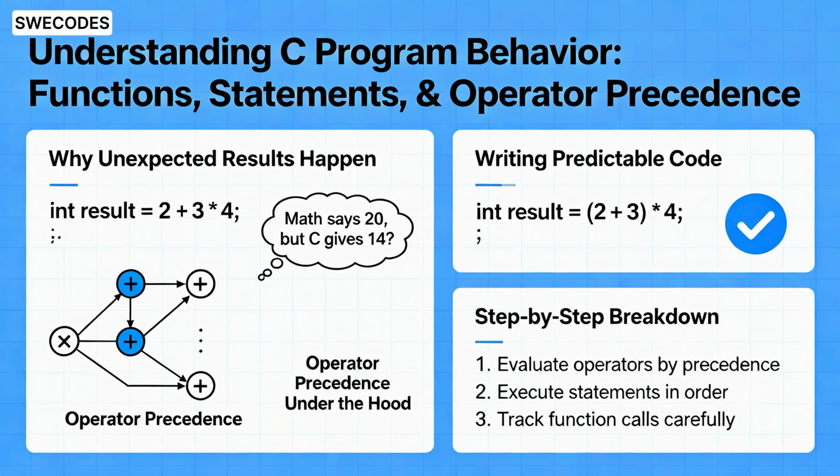Ever wondered why your C program gives a result you didn't expect, even though your math looked right? It all comes down to one powerful concept: how functions, statements, and operator precedence actually work under the hood. In this lesson, we'll break it down step by step, clear, precise, and practical, so you write cleaner, smarter code that behaves exactly as you expect.